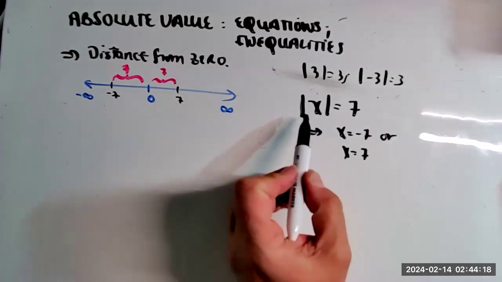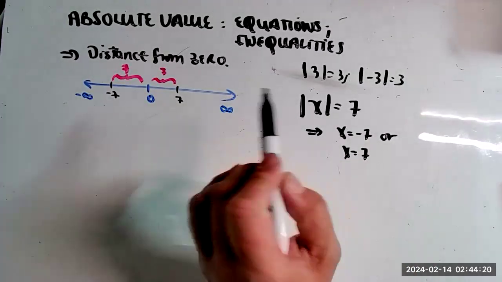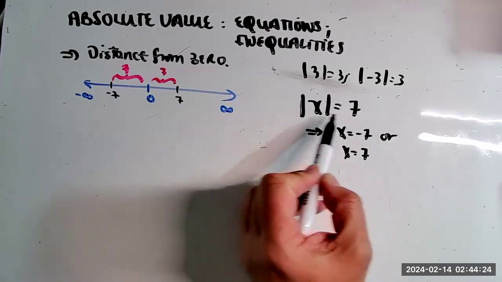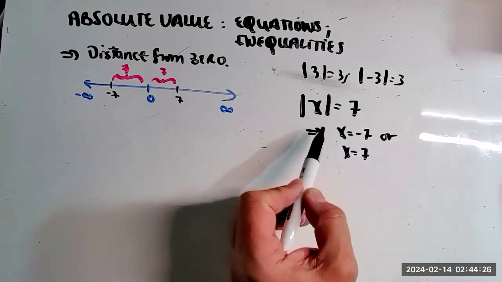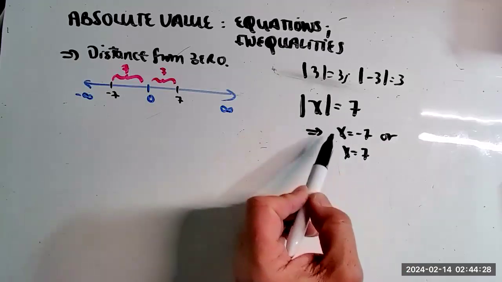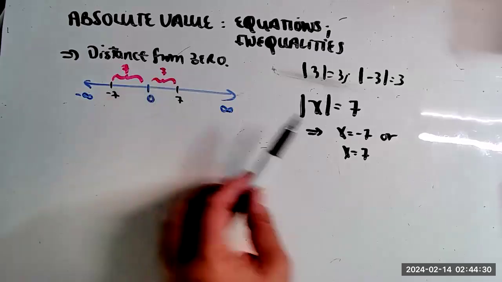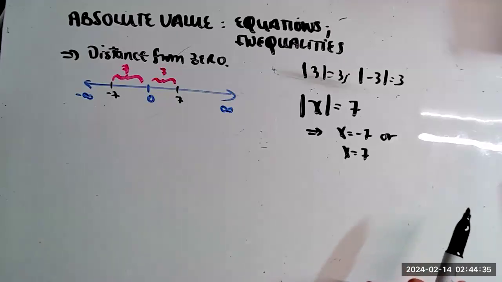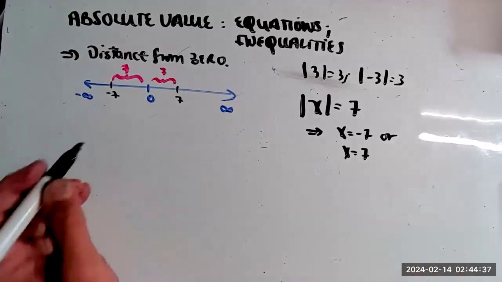So that's it. If I were to remove the absolute value sign on an equation, absolute value equals a positive number, of course, it will be the negative or the positive. This number of units to the left or this number of units to the right. That's all we need to do.